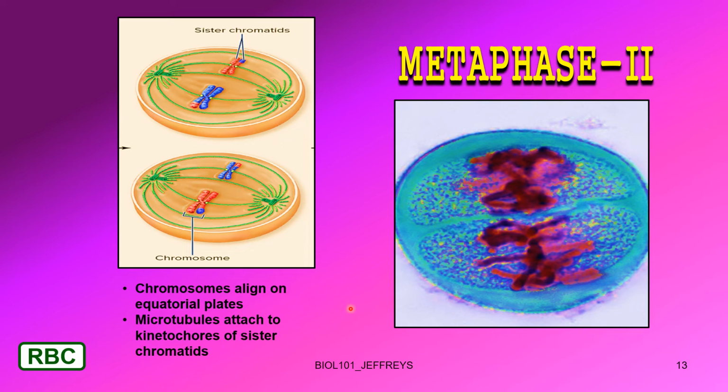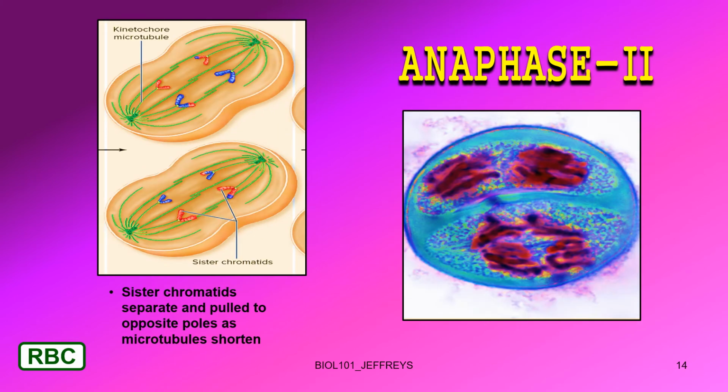Now remember, here we have whole chromosomes, but the idea is to get this down to 4 granddaughter cells. So here we have 2 daughter cells, and how can we make 4 granddaughter cells? Well, we have 2 chromatids in a whole chromosome. So we can separate the chromatids, and that's what happens in anaphase 2.